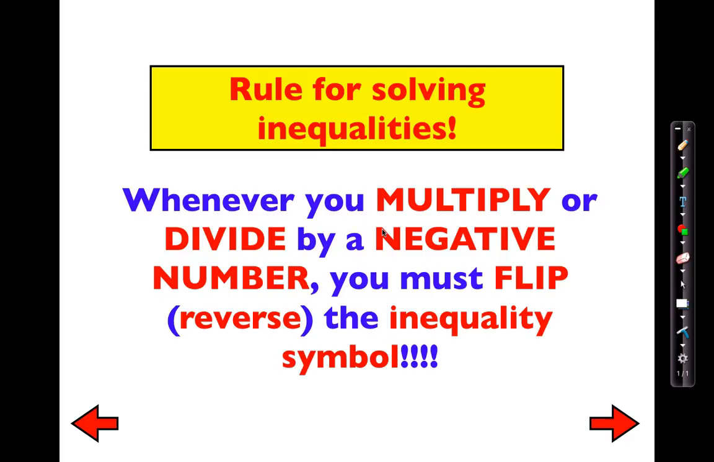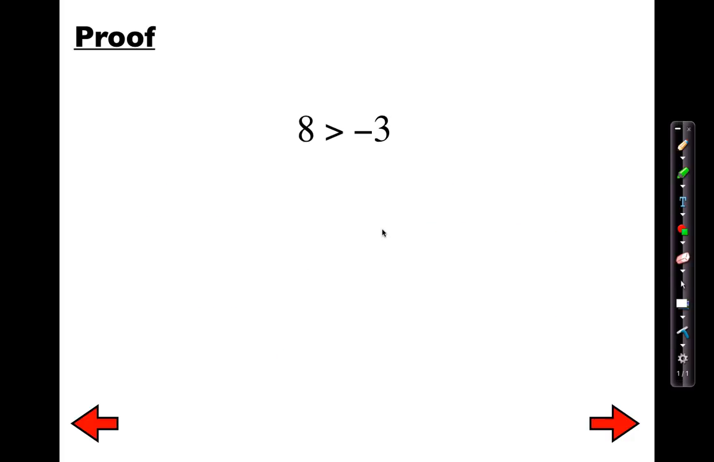So this is a question that I want you to constantly ask yourself as you're working out these inequalities. Because if the answer is yes, you did multiply or divide by a negative number, you're going to have to make sure you reverse the inequality. So let's look at a proof. Here we have 8 is greater than negative 3. That is true. Now, if we multiply both sides by negative 2, we end up with negative 16 is less than 6. That is not true.